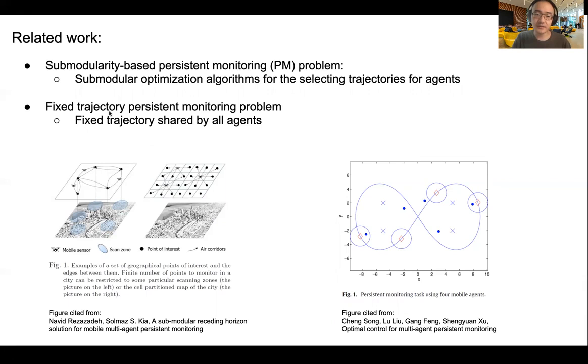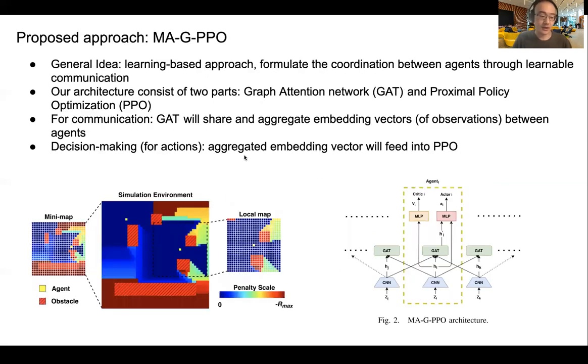The second direction is the fixed trajectory PM problem. On the right, we can see that there is only one fixed trajectory shared by all the agents. They use a linear program-based solution to solve for the position where each agent should go on this fixed trajectory. However, in both cases, they don't consider the visibility for the agents because there are no obstacles in the environment.